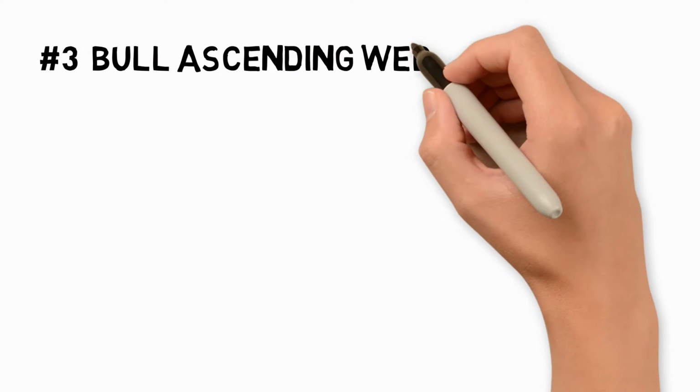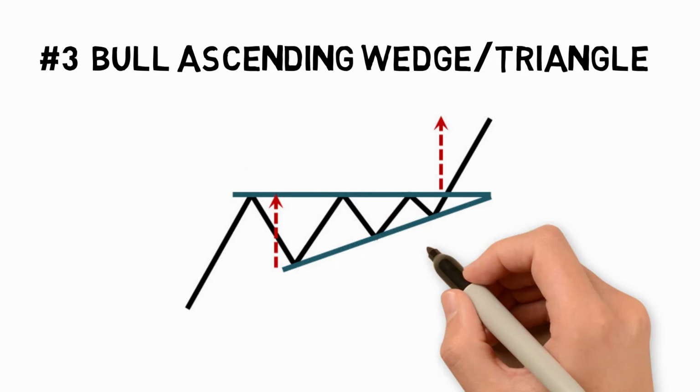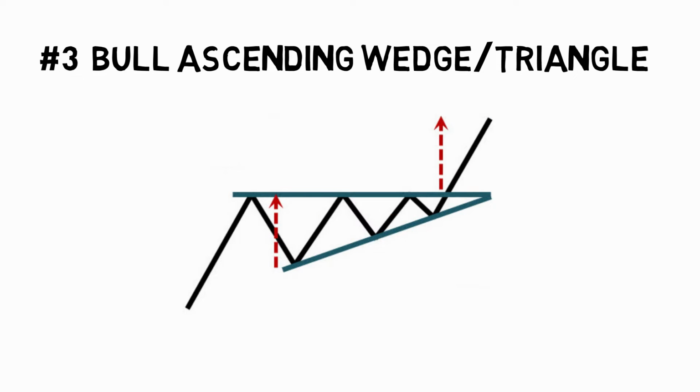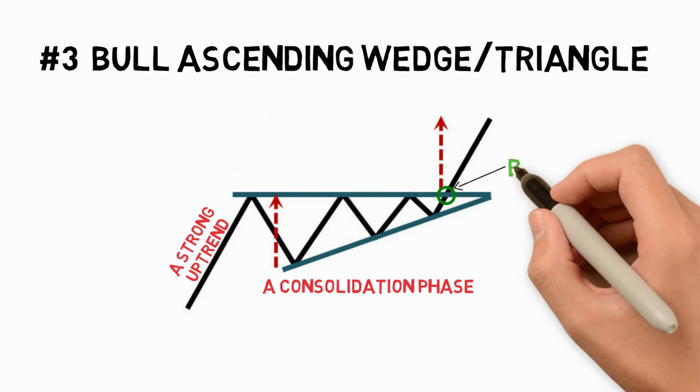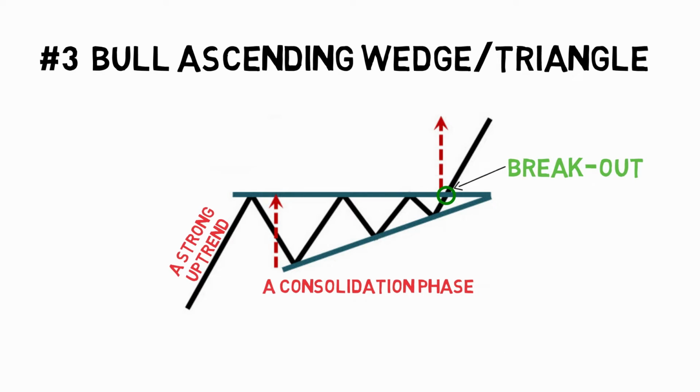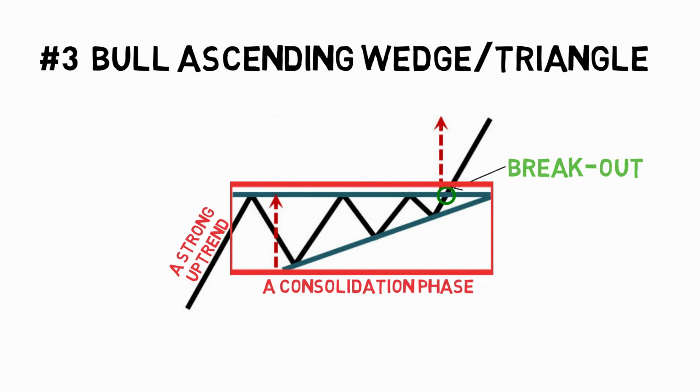Number 3. Bull ascending wedge, triangle. The bull pennant is very similar to the bullish flag. Both of them consist of two phases, a strong uptrend and a consolidation phase. These are patterns that don't take much time to form, and the breakout can occur quickly, as short as within a week. However, when longer time frames are considered, a bull ascending wedge or triangle can become evident.